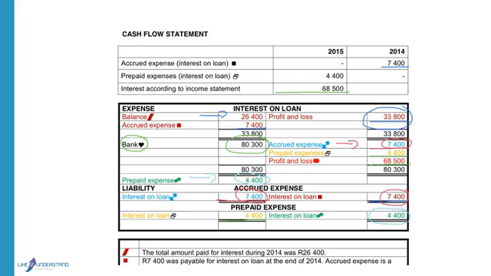If we go back to 2015, this 80,300 that we paid included the accrued expense of 2014. So the first money that we paid was to pay for the accrued expense. Then we paid money for our current year, and then we also paid money for the next year, 4,400. So included in that 80,300 is the interest for the current year, the accrued expense for the previous year, and the prepaid expense for the following year.